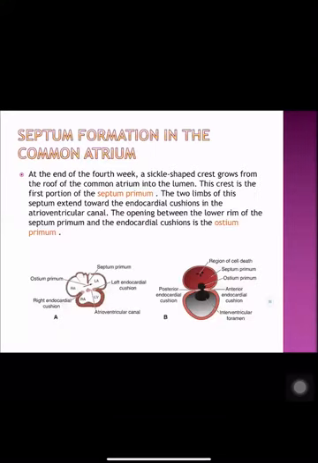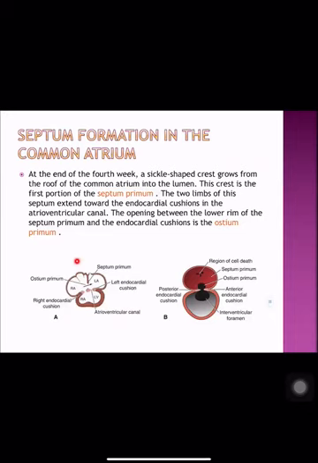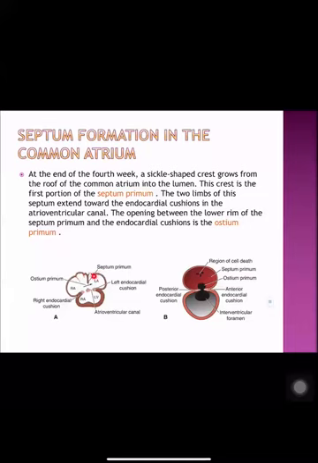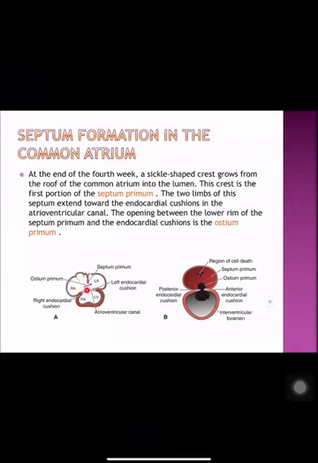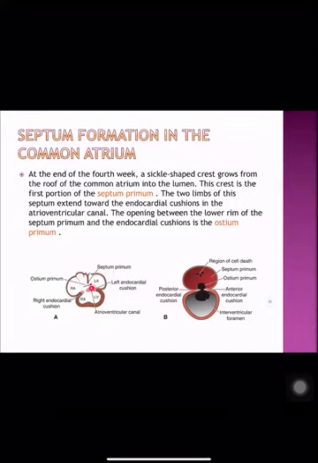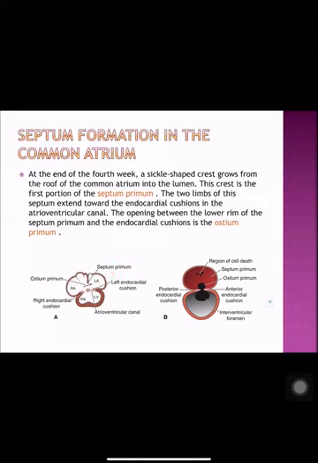Now, if we take the septum formation in the common atrium, this will be a complex process. That is, at the end of the 4th week, we will have a sickle-shaped crest. It will grow from the roof of the common atrium toward the center, toward the endocardial cushions, but will never fuse with it. So it will cause the formation of the septum primum, leaving an opening that is called the ostium primum. So the ostium primum is an opening in the septum primum.